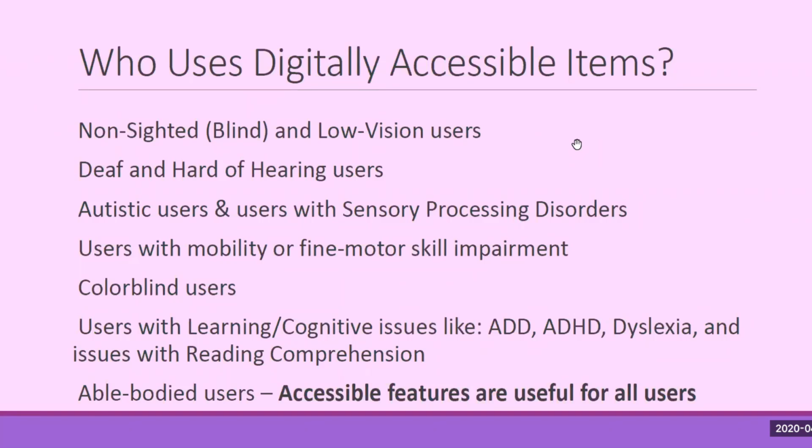Users with mobility or fine motor skill impairment. So we're going to talk a little bit about navigation and making sure your files can be navigated both by keyboard and mouse so that people with different levels of motor skill are able to use the same files. Colorblind users, users with other learning or cognitive issues, ADD, ADHD, dyslexia. These are all people who can benefit from some of the particular accessibility features we're going to talk about. And then really just all of your students.